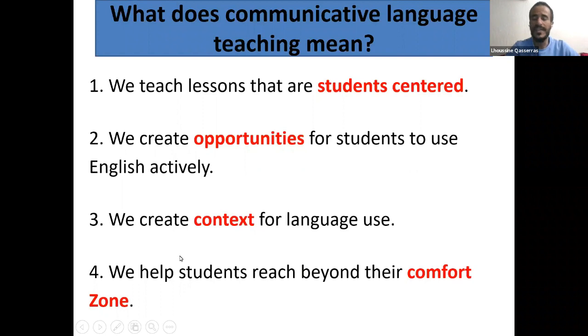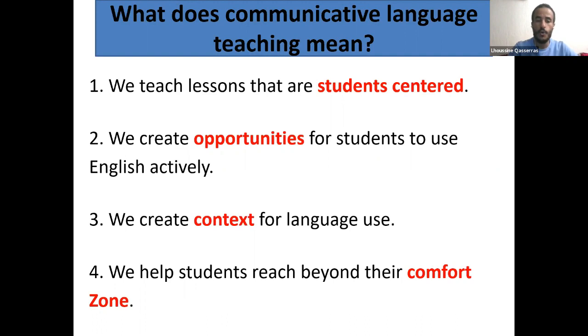Number three, we create context for language. What do you mean by context? Context can be a text. You start with a text. You start with a dialogue. You start with pictures, visual context, contextualization. Personalization, telling a story is context. Using your body, you are creating context. So these are all types. Listening to the audio is context.